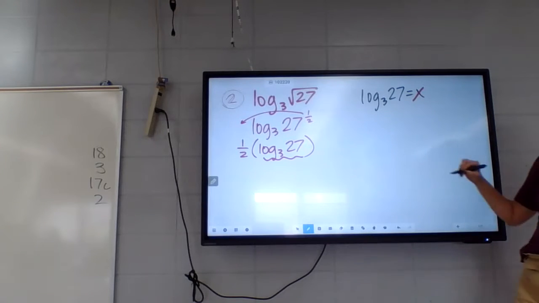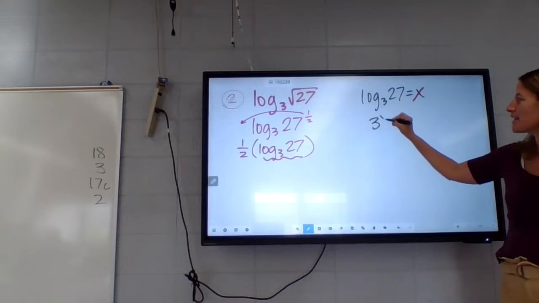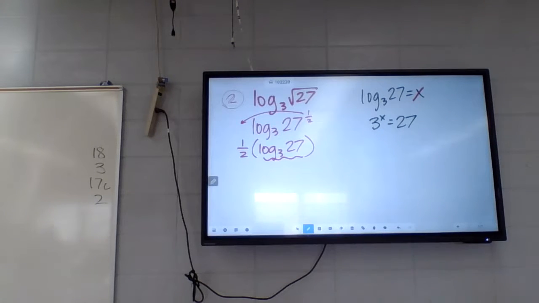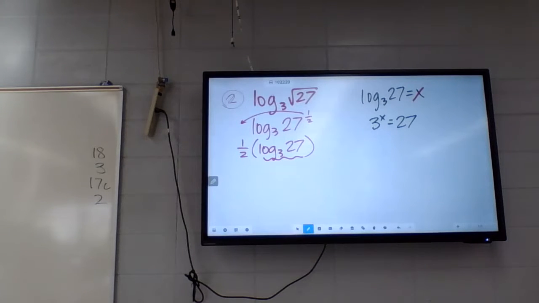All right, so log base 3. We're going to do 3 to the x power equals 27. So 3 to some power equals 27. 3 to the second is 9. 3 to the third is 27.